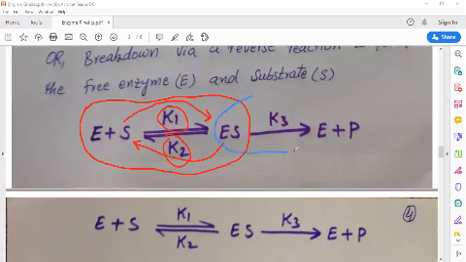The second portion of this reaction is this one, which is irreversible, in which the enzyme substrate complex is converted to product and the free enzyme, and the rate constant is K3, which is irreversible. This first portion is the reversible portion and this is the irreversible portion. We will discuss both portions and derive the equation.